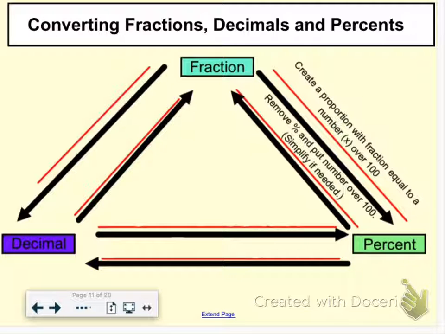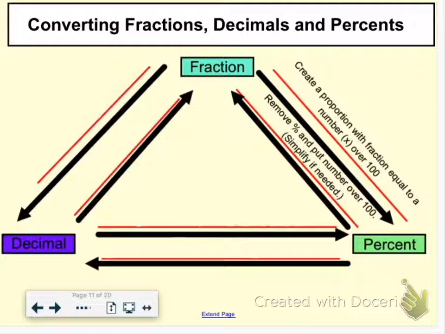Again, I would never go directly. If I needed a fraction and I had a percent, I would take my percent to a decimal and then the decimal to a fraction. But if you wanted to do it in one step, you can remove the percent sign and put the number over 100 and then simplify. Okay, that is much harder to me than going the other direction, even though it's 2 steps instead of 1.